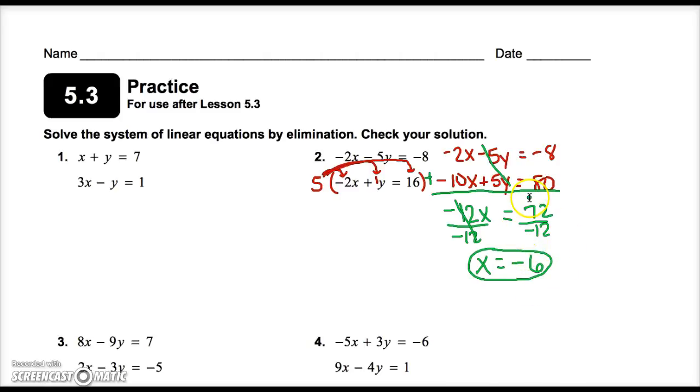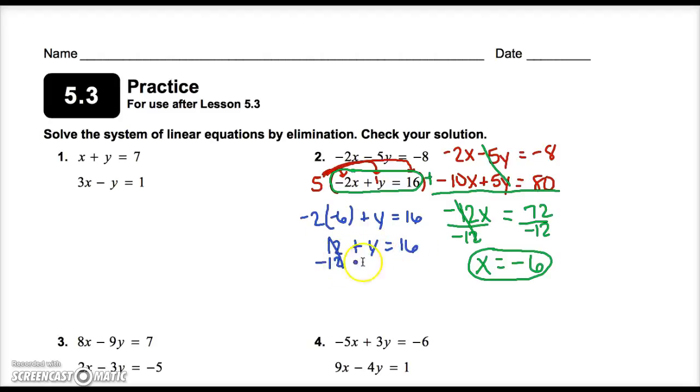We still need to find the y value. Now you could plug this negative 6 into any one of these equations that you want. Does not matter which one. Since this equation right here just had a y with it, that's probably going to be the easiest one for you to do. So I'm going to take that, negative 2x, but instead of the x, I'm going to put a negative 6 plus y equals 16. Well, negative 2 times negative 6 would give you a positive 12.